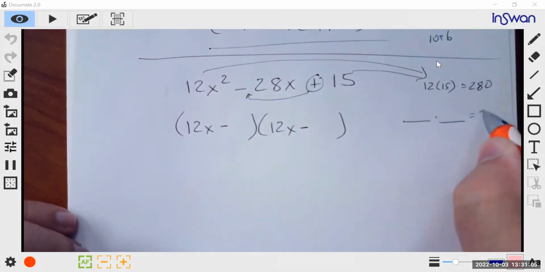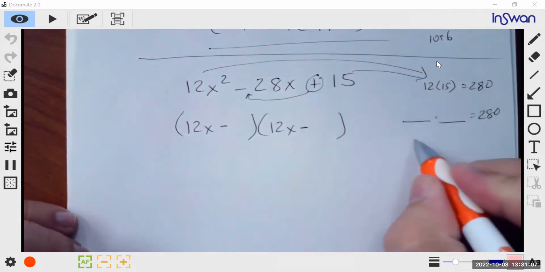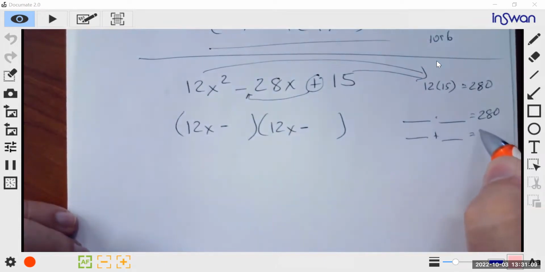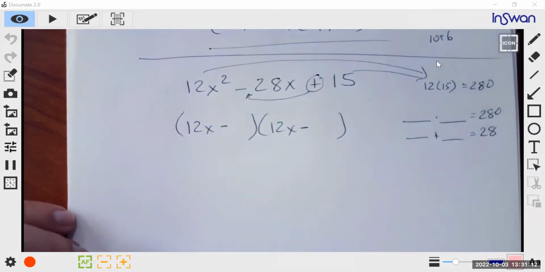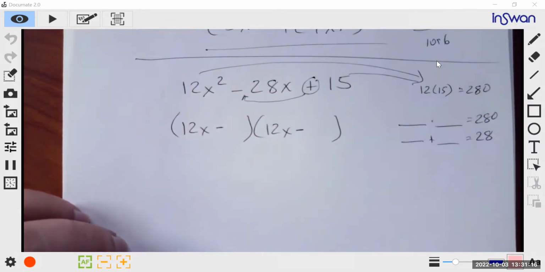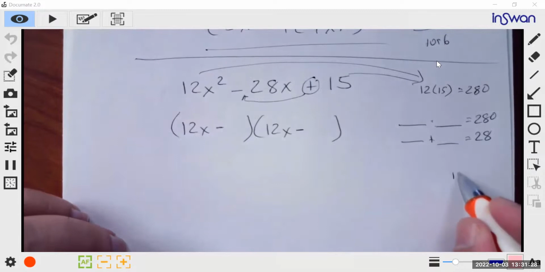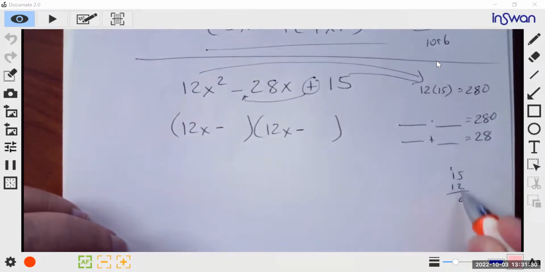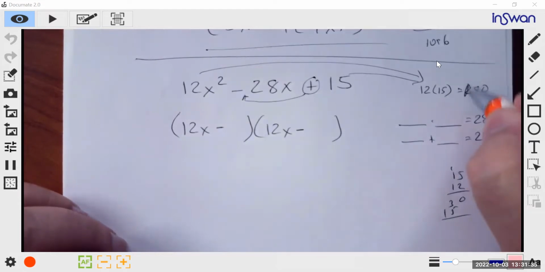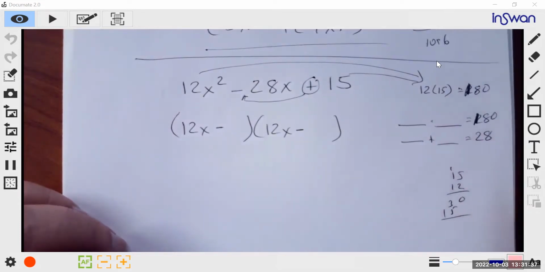So what times what is 280? When we add them, we get 28. That's an easy one. I can do that in my head. It's 180. Oh, okay. Sure it is.